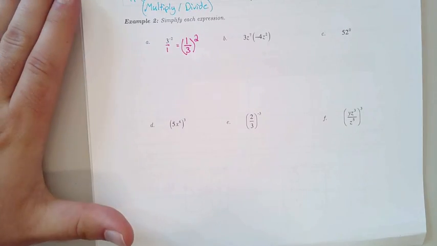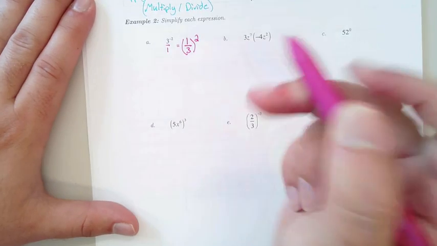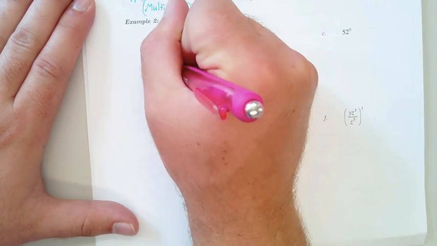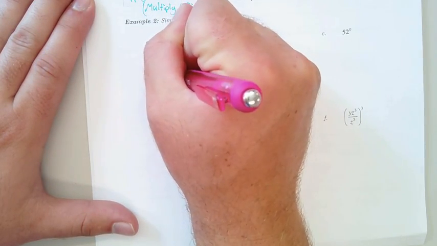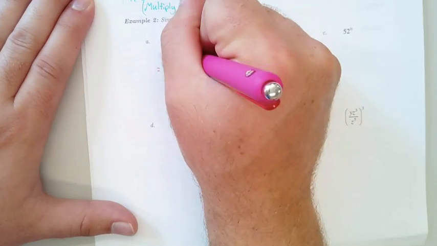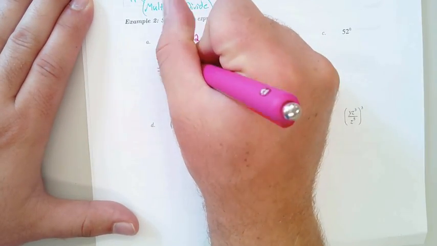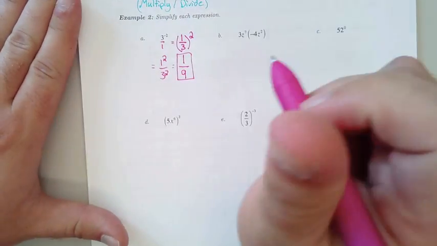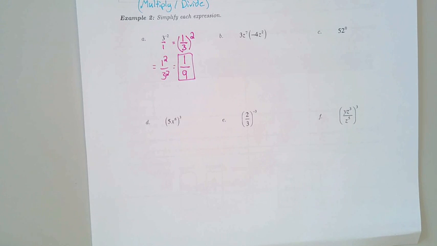And then when I square this, I know that that square applies to both pieces. So this is going to be 1 squared divided by 3 squared. 1 squared is simply 1. 3 squared is 9. So my answer here is 1 divided by 9. Just a single number for an answer. I didn't have variables, so I'm good to go.